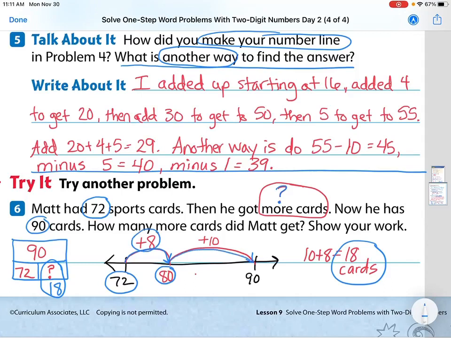And then I just had to get to 90 after that. So 80 plus 10 more equals 90. So then I just had to add my 8 plus my 10, and I put that over here. 10 plus 8 is 18 cards. So I know that the change amount, the number that was added to the 72, was 18. And I hope that you got the same answer.